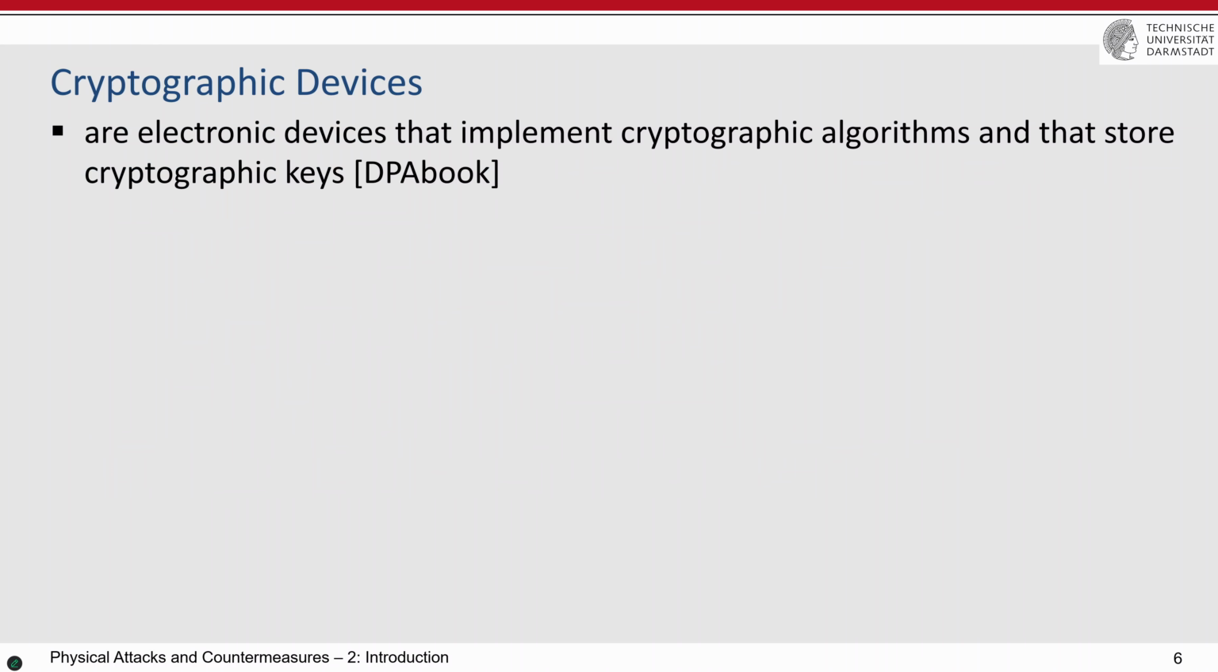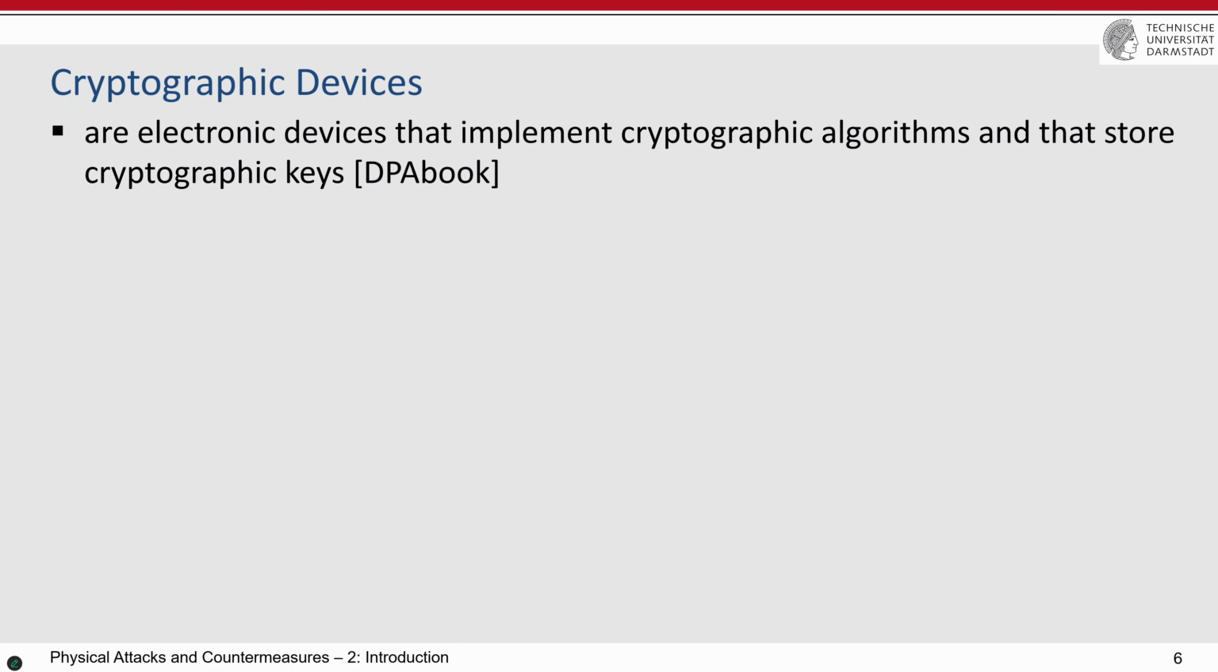Now, what are cryptographic devices? Cryptographic devices are electronic devices that implement cryptographic algorithms and also store cryptographic keys. For example, your mobile phones. There is a microprocessor inside. There are a couple of crypto coprocessors inside, like the AES, might be the RSA, might be elliptic curve cryptography, and so on. And these are the cryptographic devices.